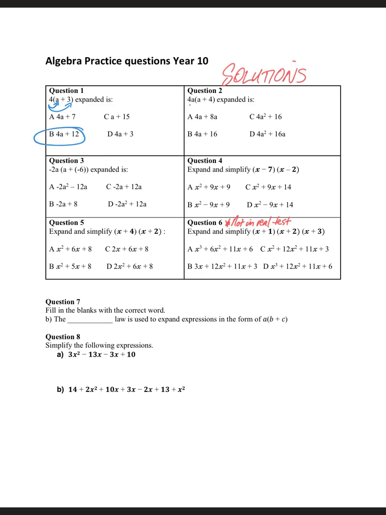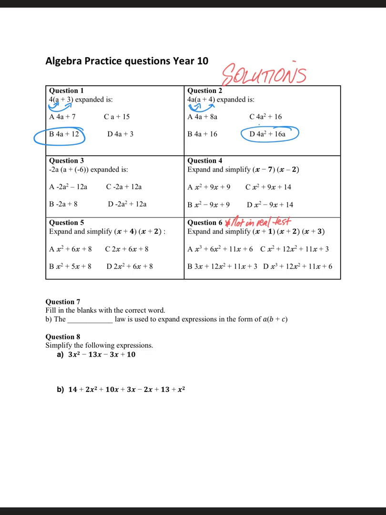This is also distributive law. It's just slightly more complicated. 4a times by a, 4a times by 4. 4a times by a is going to be 4a squared, so it could be either of those two. And then 4a times by 4 is 16a.